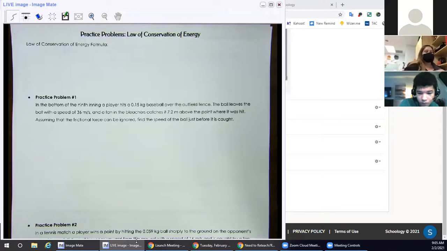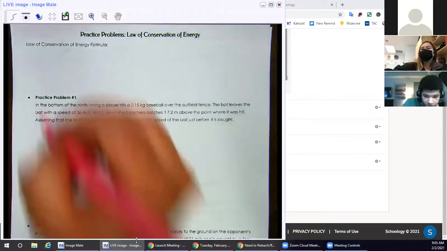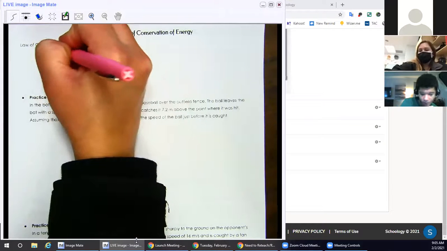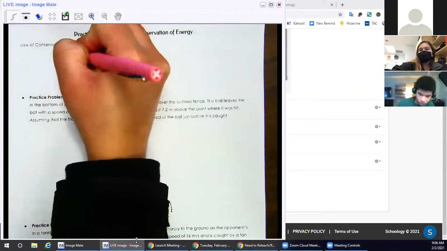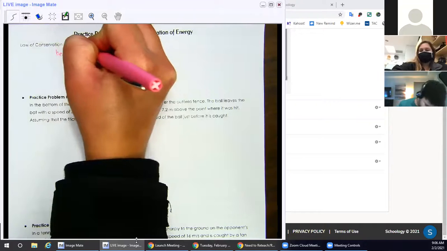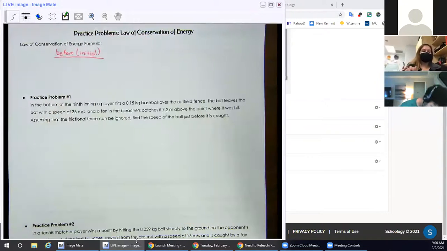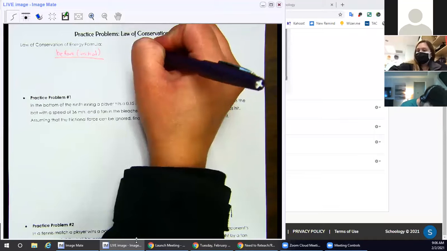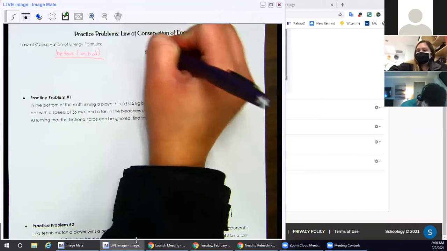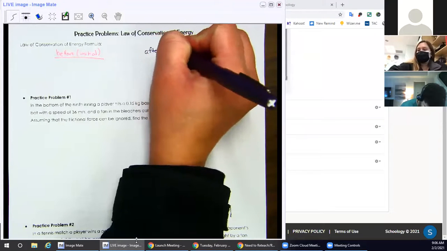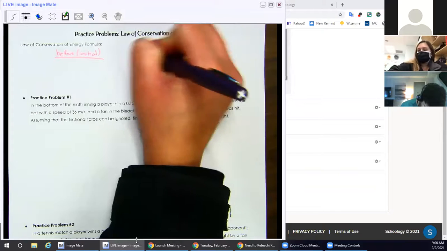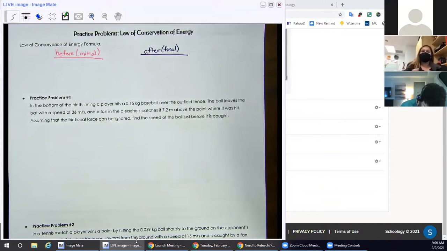So the law of conservation of energy formula, we have 2 sides. We're going to have a before side. That's the initial. And then we're going to have an after side. That's the final. So before and after.